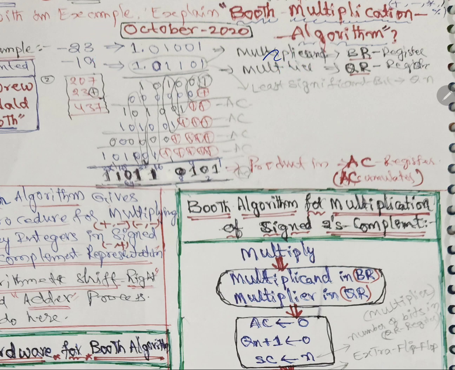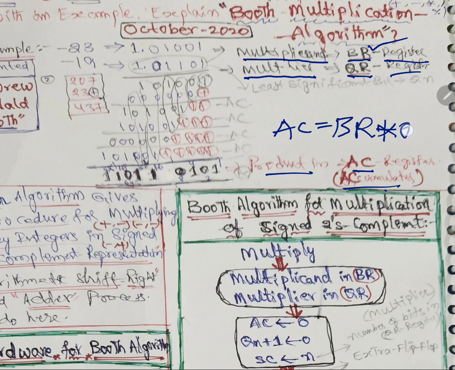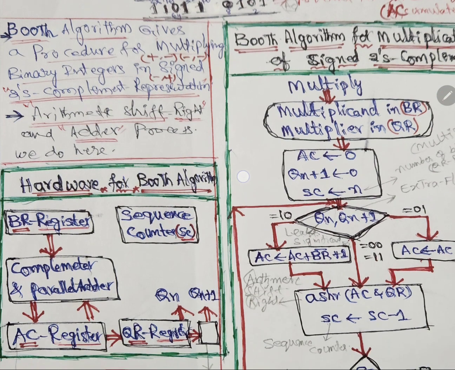That is called the multiplicand. The first one is the multiplicand, in the BR register. The multiplier is in the QR register, and the final result will be in AC, the accumulator register. AC is equal to BR into QR. In BR we have minus 23, multiplied by minus 19 in QR, right? The AC result is what we will get. That's what we will explain with the hardware implementation diagram.